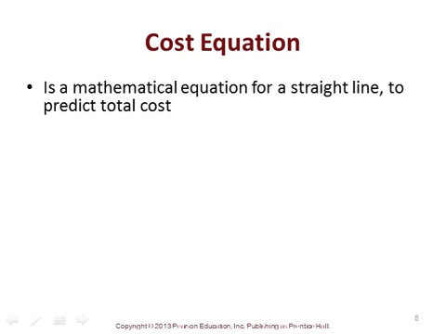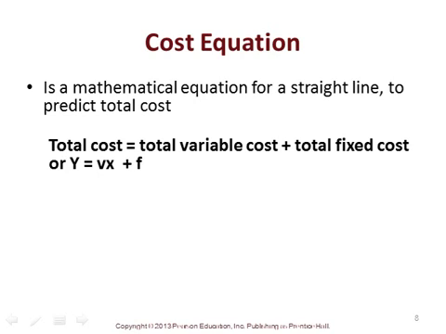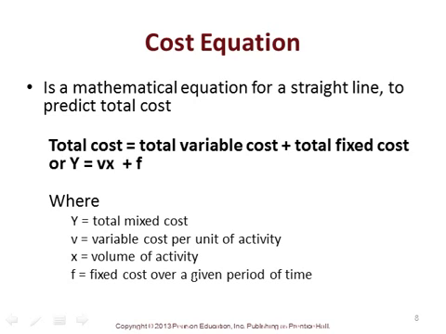So a cost equation is a mathematical equation for a straight line to predict a total cost. An example is that total cost is equal to total variable cost plus total fixed cost, or we can substitute in our previous abbreviations for total cost being Y. Variable cost is equal to my variable cost per unit times the volume of activity that I have, and then total fixed cost is equal to F.